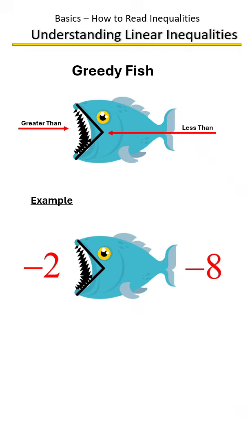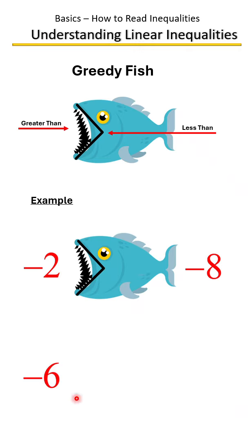So for example, -2 is greater than -8. Reading it forward, that's how you would read it. -2, notice the inside is pointing to the greater. -2 is greater than -8. If I read it backwards, the point is always pointing to the smaller number. So if I read it backwards, it would be -8 is less than -2.